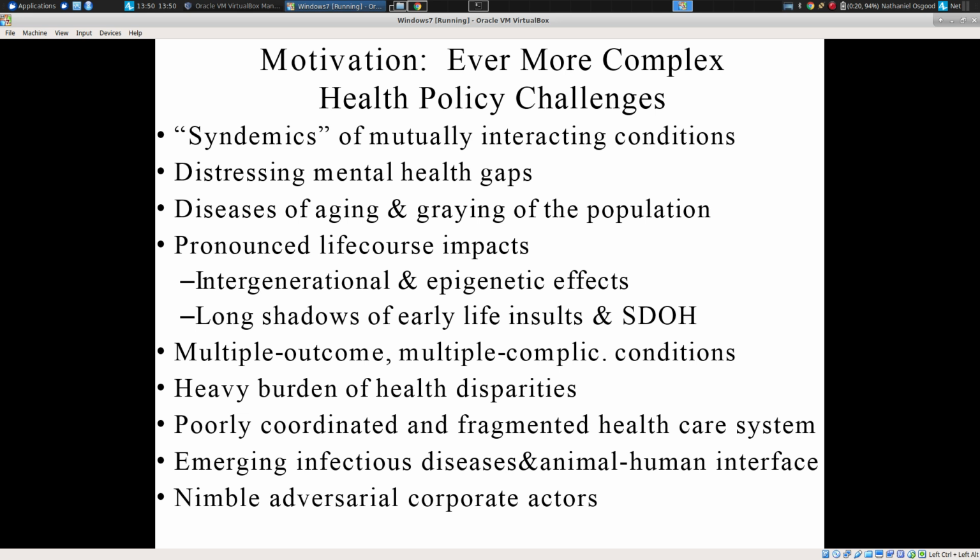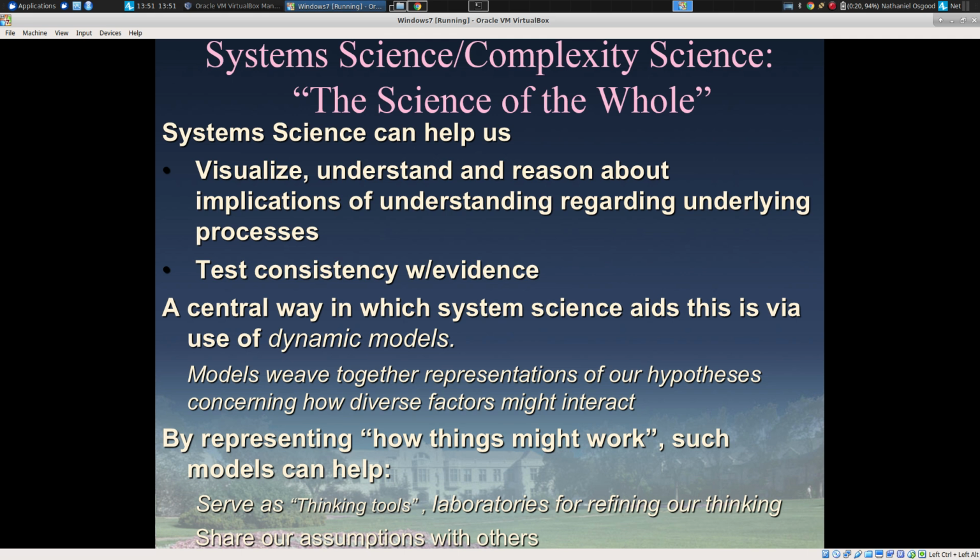Okay, so the motivation again here lies in the fact that we're confronting ever more complex health policy challenges which involve entanglement of a lot of different factors interacting over time along particular causal pathways. And I've argued in this forum that we're confronted by great challenges if we purely rely on reductionist techniques and techniques drawn from system science.